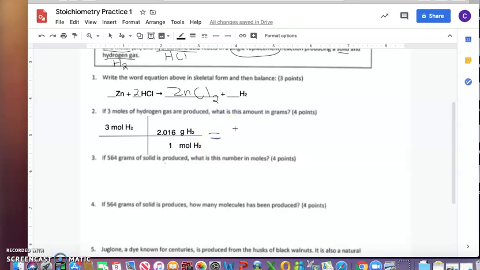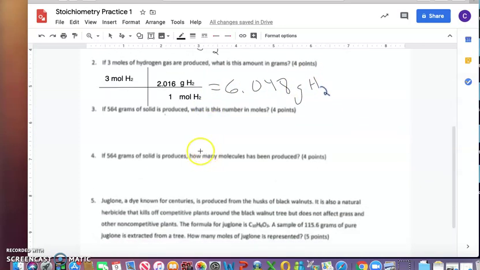So all I have to do is go into my calculator and do 3 times 2.016, and you can do that with whatever calculator you can find right now. And I get 6.048. And I'm really bad at this. I hope you can read that. Okay, that says 6.048 grams of hydrogen.